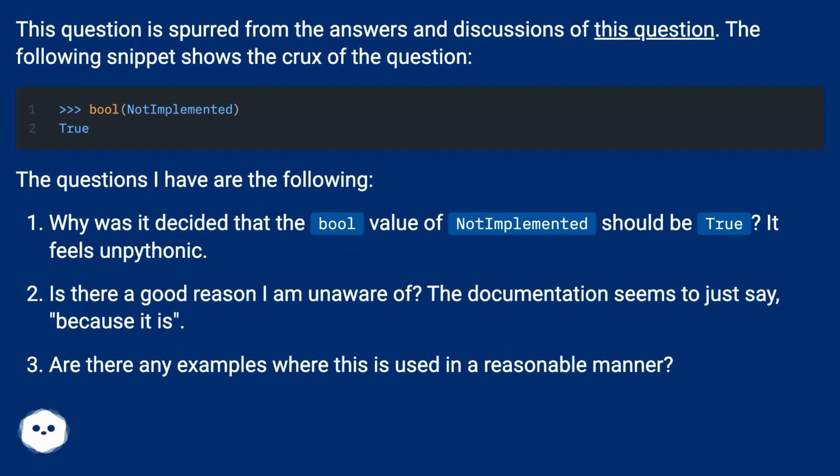The questions I have are the following. Why was it decided that the bool value of NotImplemented should be True? It feels unpythonic. Is there a good reason I am unaware of? The documentation seems to just say, because it is. Are there any examples where this is used in a reasonable manner?